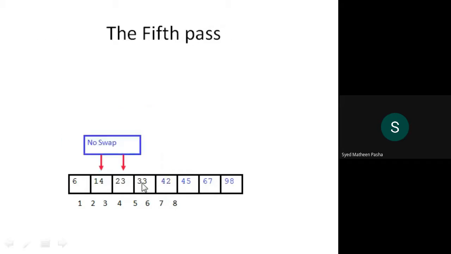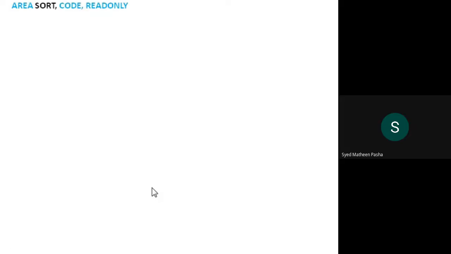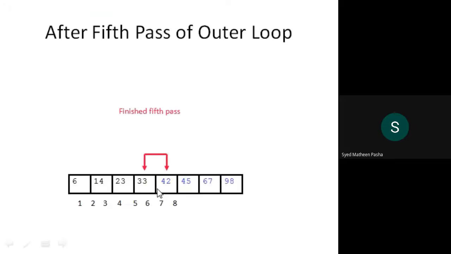Similarly, I'll get the next numbers as well. You can see as there is no swapping, the fifth pass also ends, and finally I'll get the data. With respect to this, you can see here all the data has been swapped. You can see it is in ascending order, right? 6, 14, 23, 33, 42, 45, 67 as well as 98. It is in ascending order.